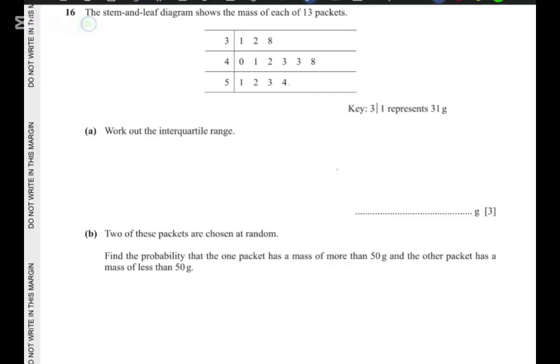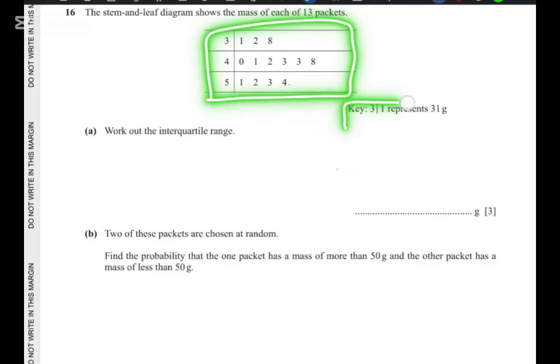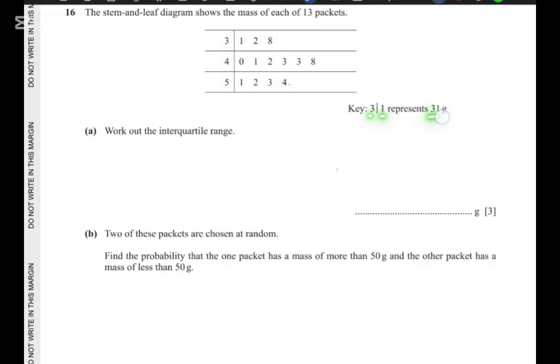Question number 16. The stem and leaf diagram shows the mass of each of 13 packets. This is the diagram with the key here. 3|1 represents 31 grams. Work out the interquartile range. So the interquartile range is Q3 minus Q1. So what is Q3 and Q1?